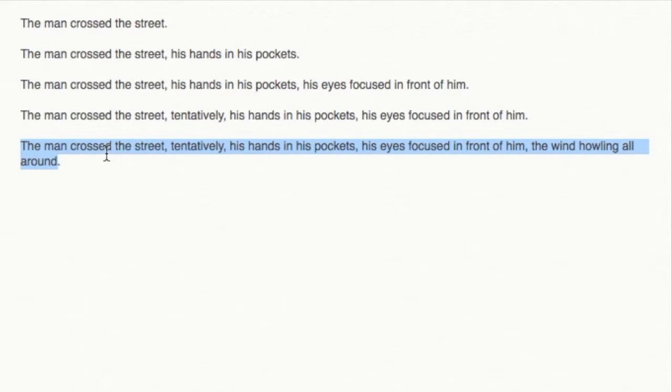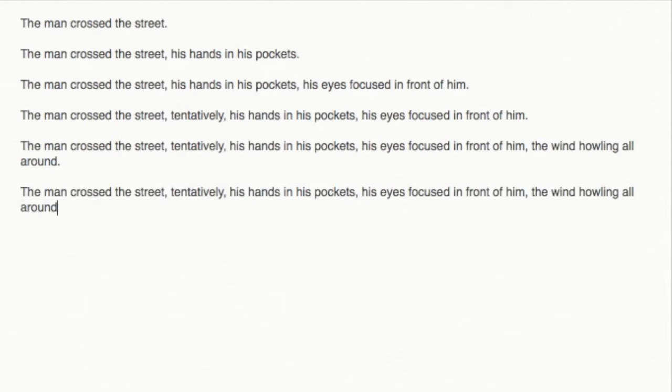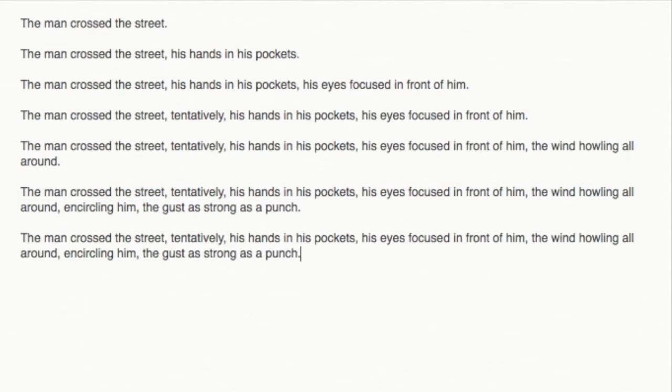Adding similes and metaphors and other figures of speech can make our writing much more interesting. So our simile, the gust as strong as a punch, utilizes the comparative as, which compares the gust to the punch. And we also added encircling him, telling us what the wind did. Now we can talk about what happened with the man because of the wind. So again, go down here.